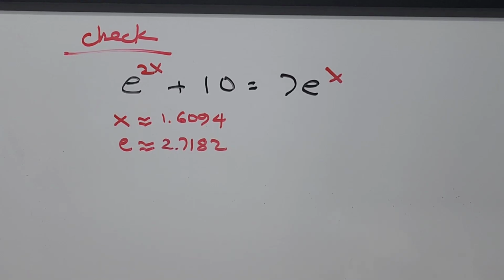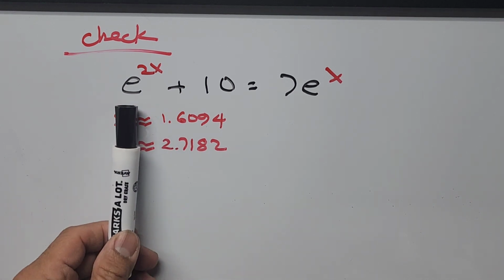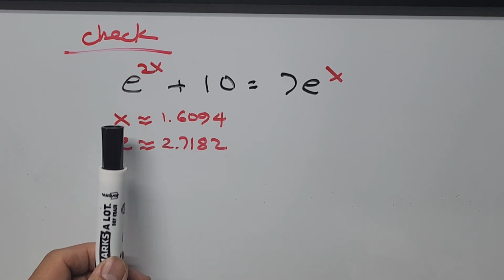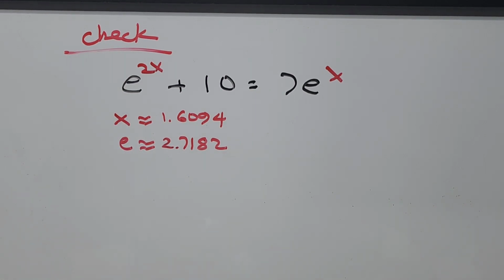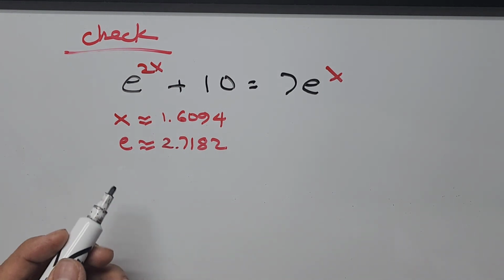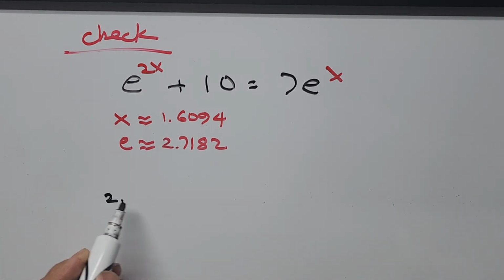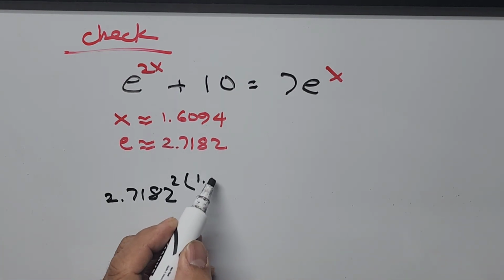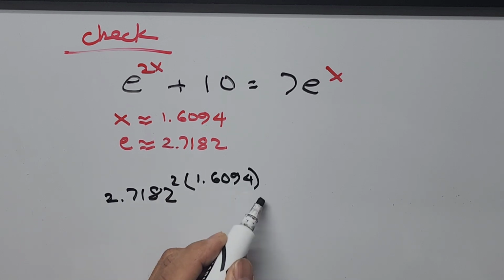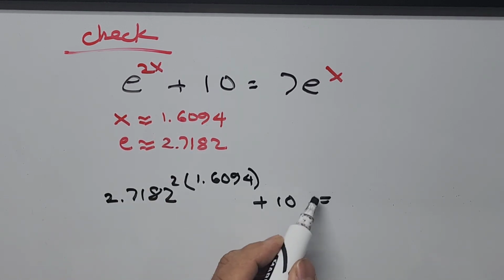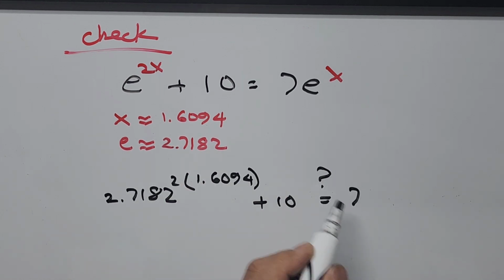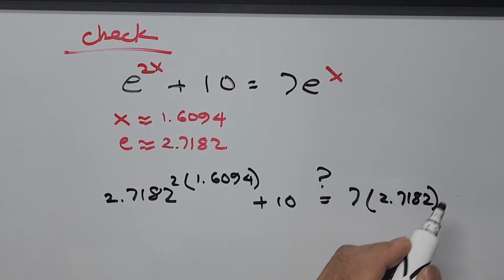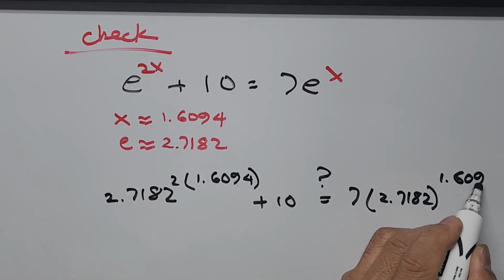So now we're checking our answer, and we have here the original equation, the first value of x, and the value of e, Euler's number. Substituting these values into the original equation, we have 2.7182 to the power of 2 times 1.6094, plus 10, and is this equal to 7 times 2.7182 to the power of 1.6094?